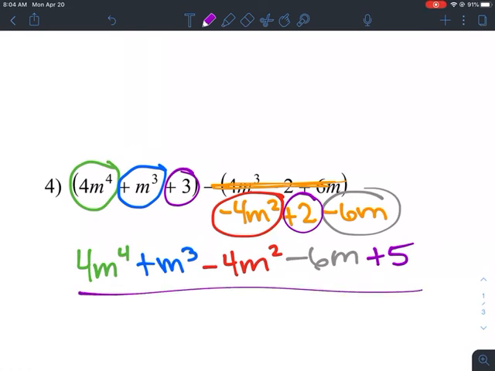So this one ended up pretty long, but yeah, still just doing the same thing, following the same rules.